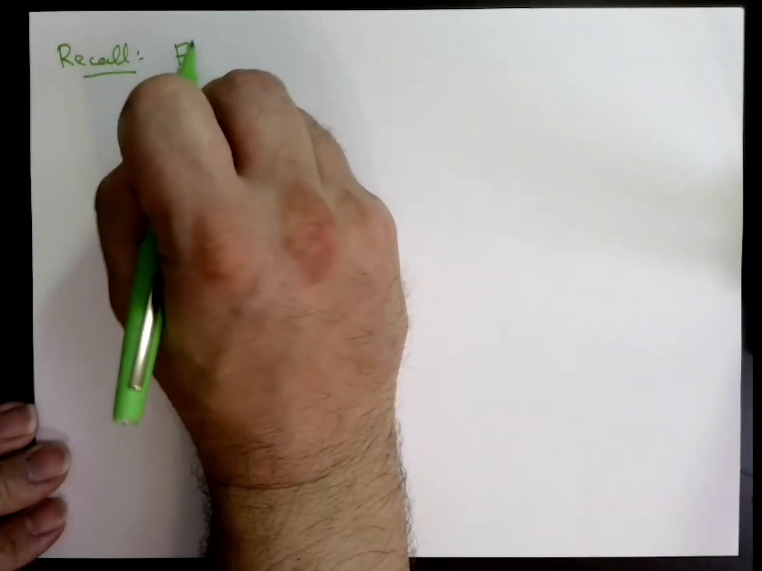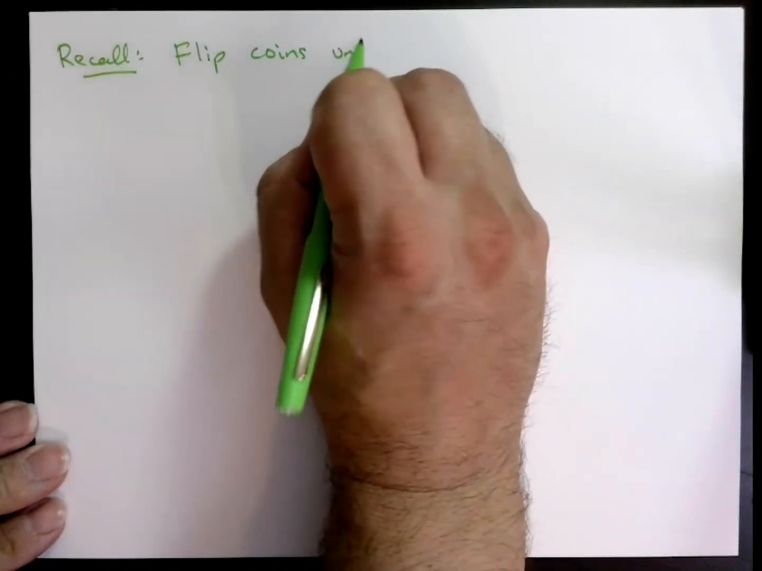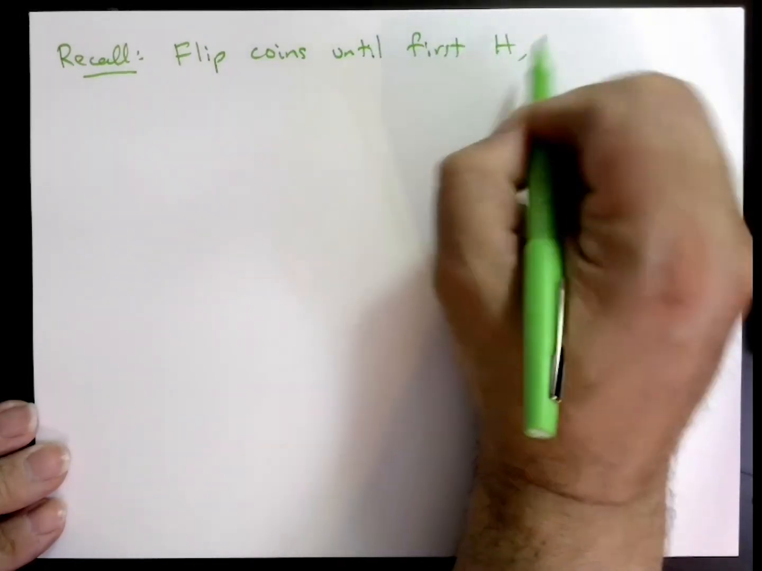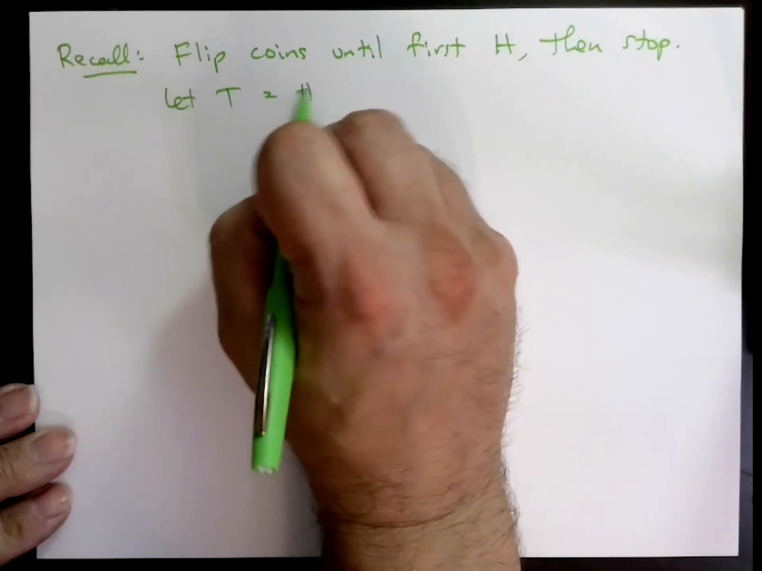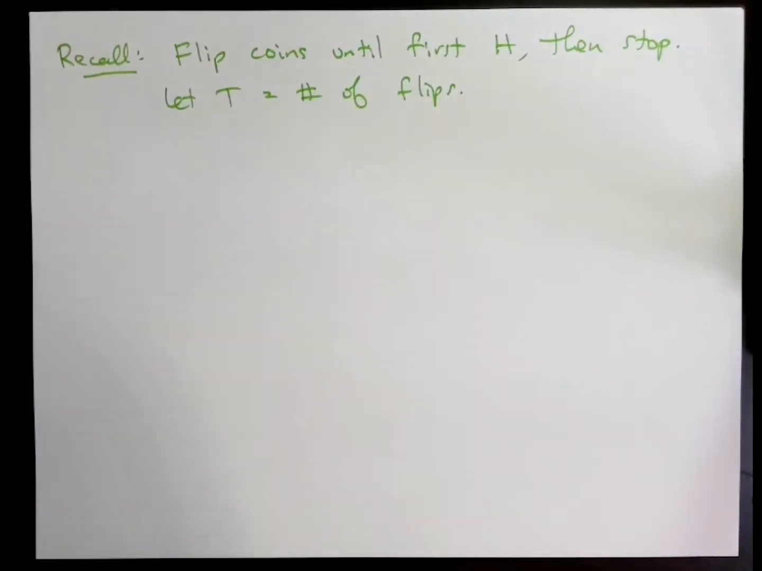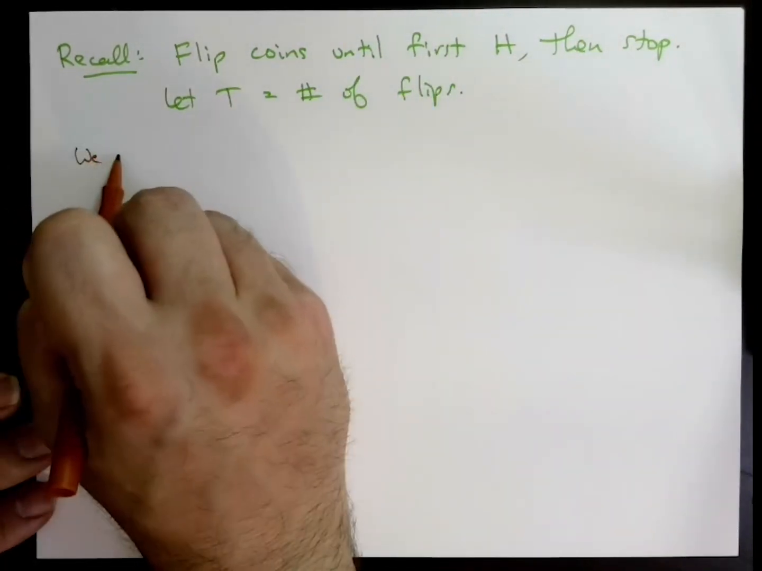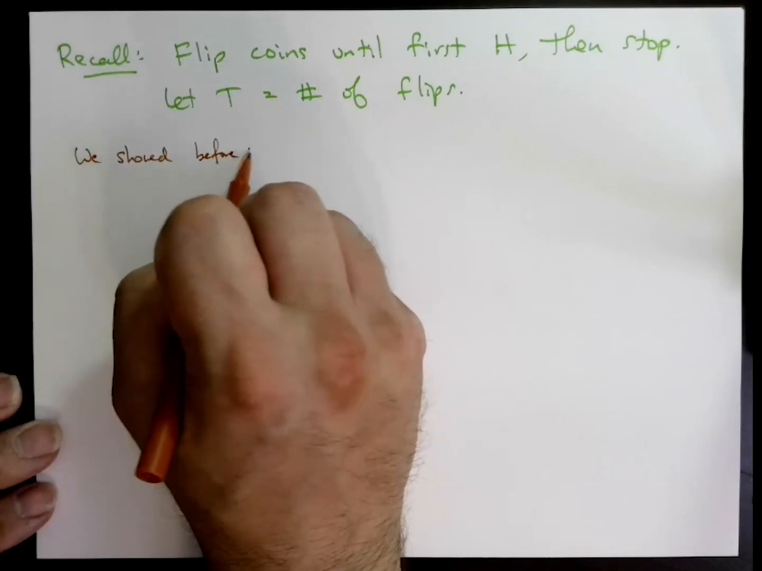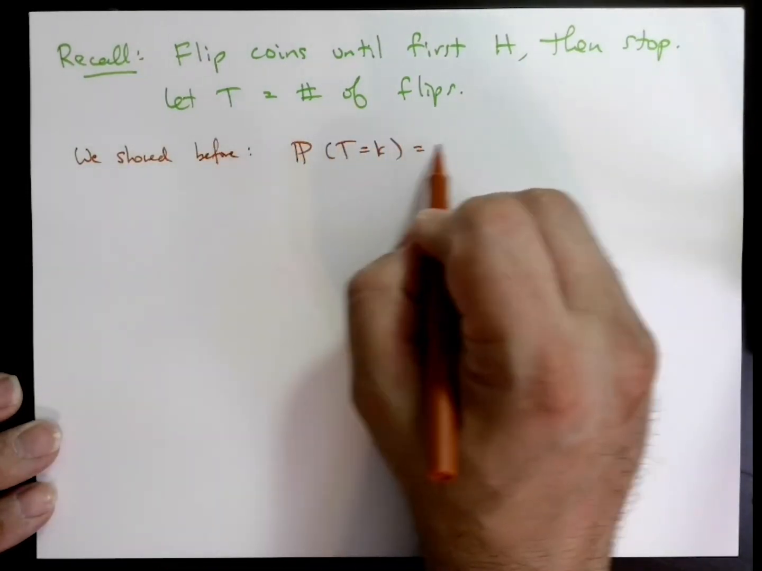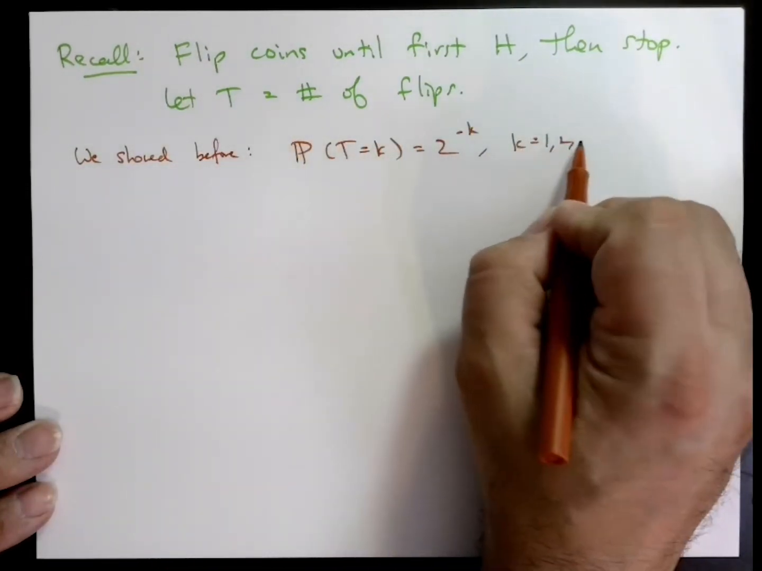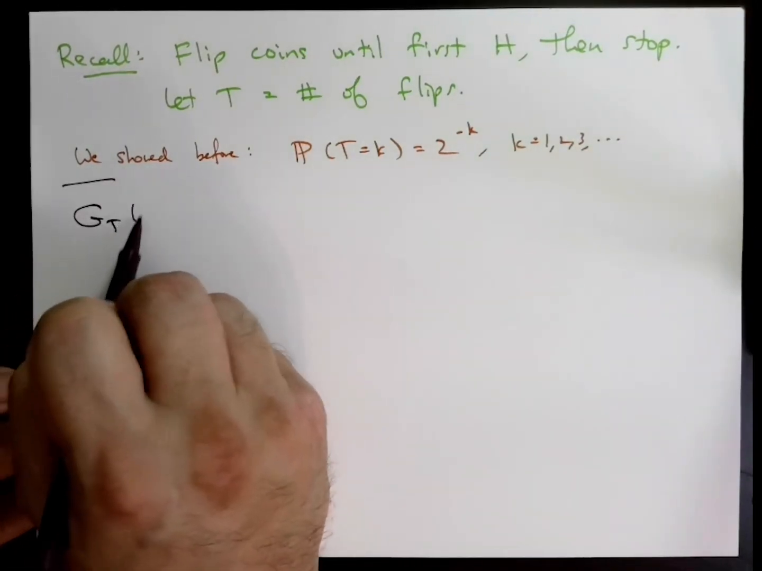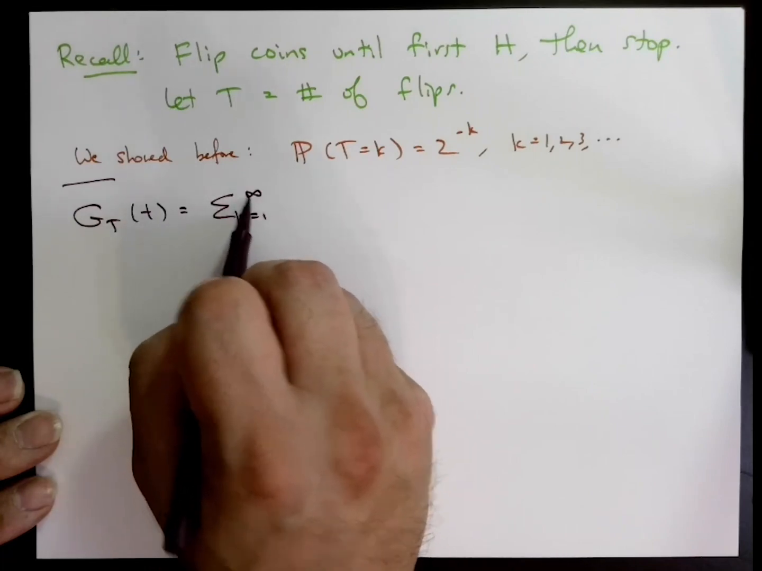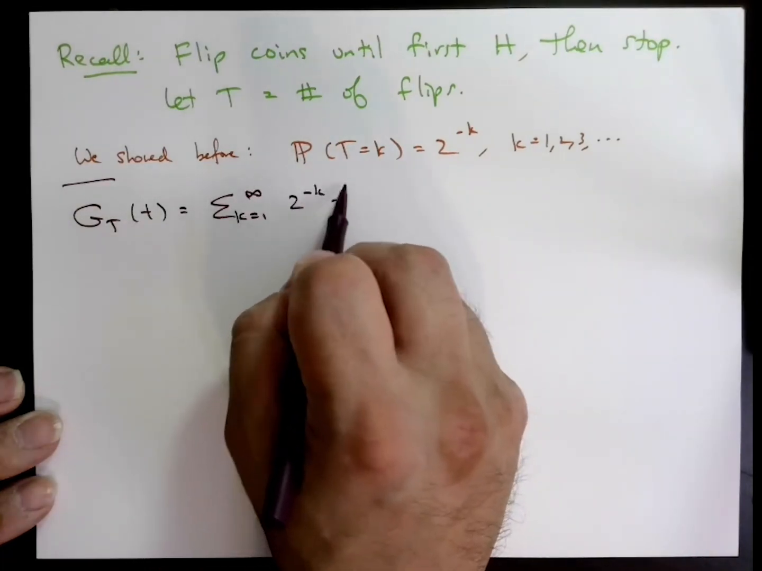Okay, remember this game we talked about a long time ago. We're going to flip coins, keep flipping until we get the first heads, and then stop. Let T be the random variable which is the number of flips that we do. Remember we showed before, the probability that T equals k is 2 to the minus k, right? For example, the probability that it's equal to 1 is 1/2, because that means flipping heads on the first trial. The probability that it's 2 is exactly the probability of the sequence TH, etc.